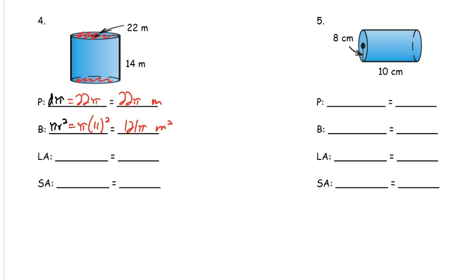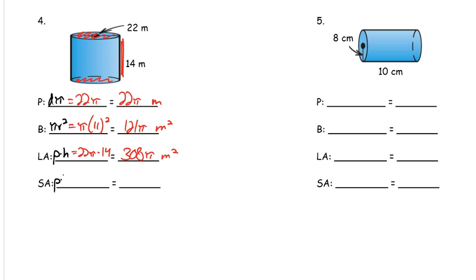The lateral area, that's perimeter times height. Perimeter we said was 22 pi. Height we said is 14 right here. 22 times 14, 308 pi meters squared. I hope you guys like the clothespin on my nose during this video.